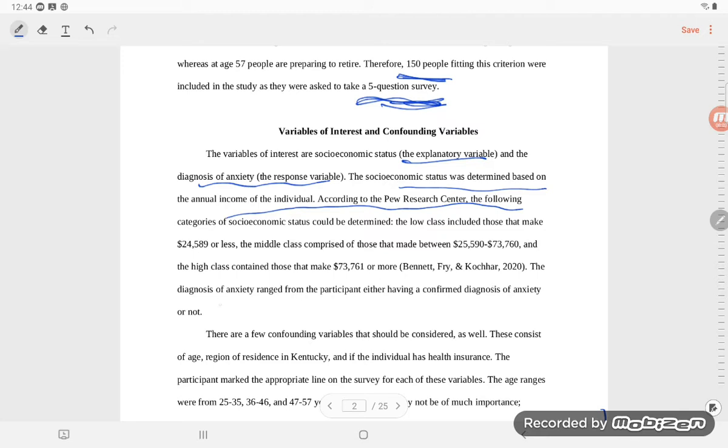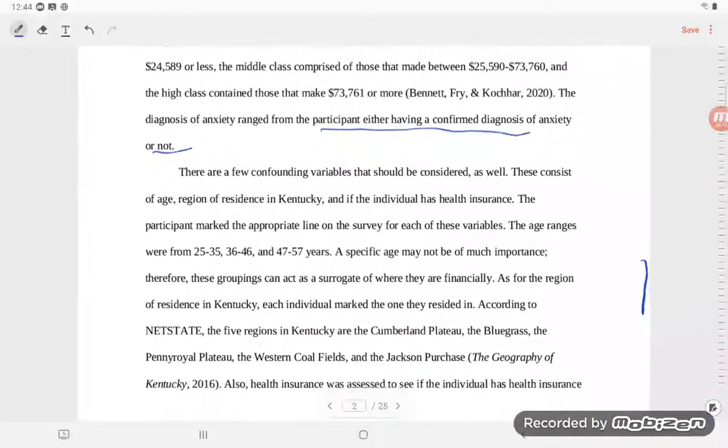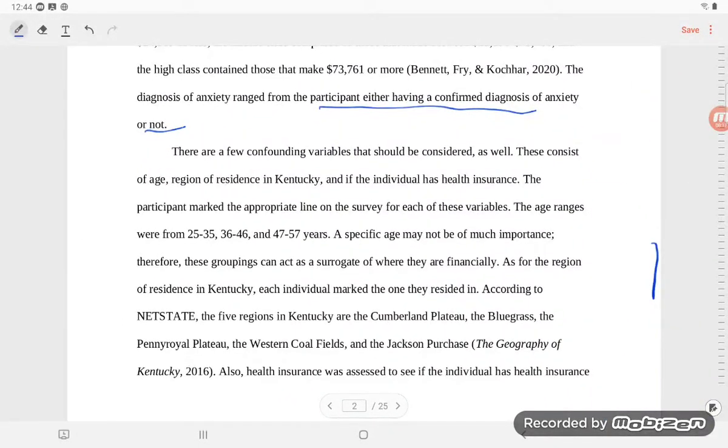And here's the anxiety. The participant either confirms a diagnosis of anxiety or not. So it looks like it's a self-reporting sort of thing. Then they come down here to the confounding variables, and they mention age, region of residence, right?